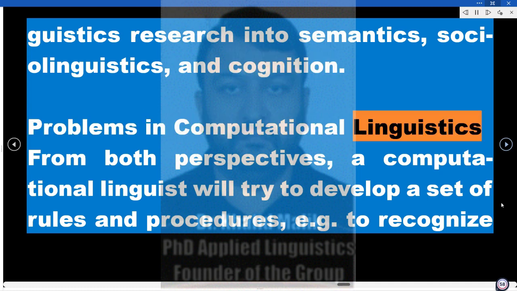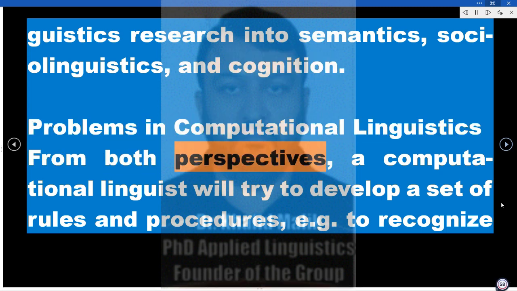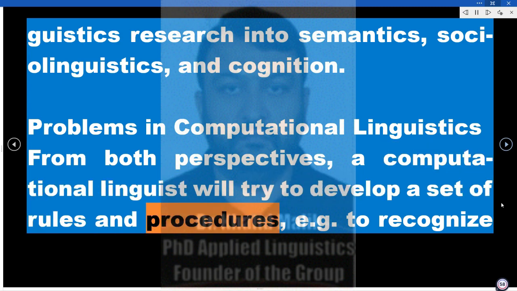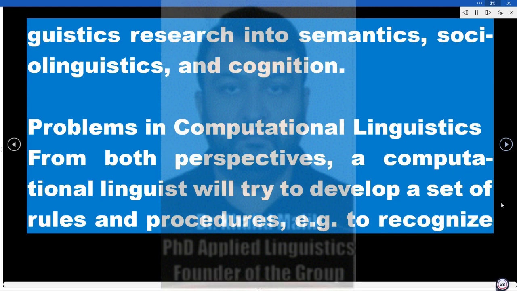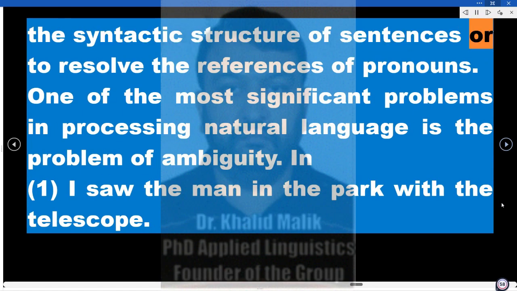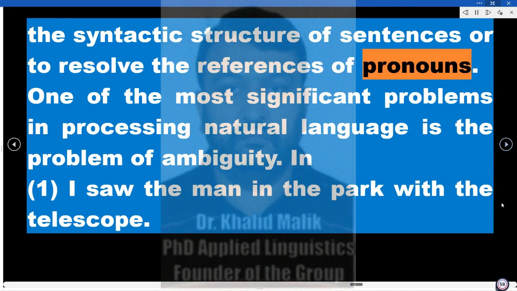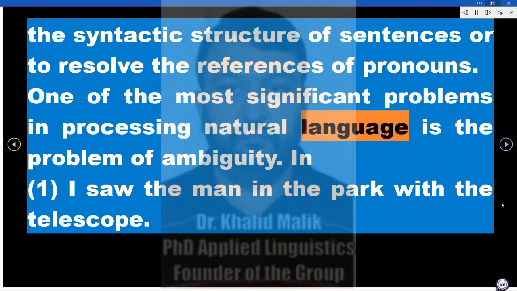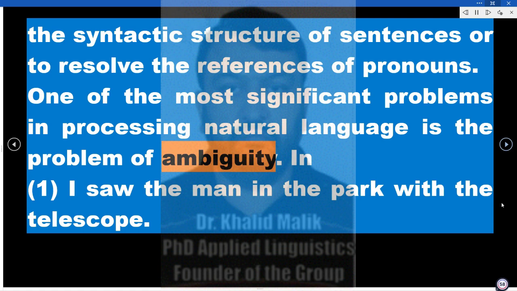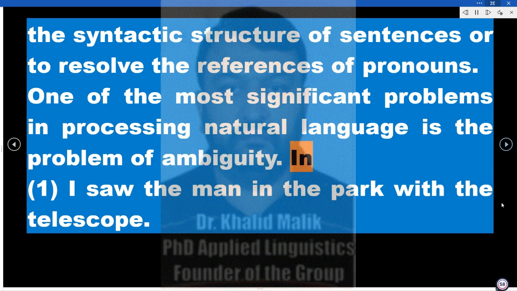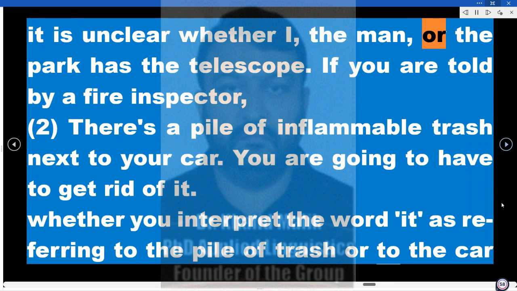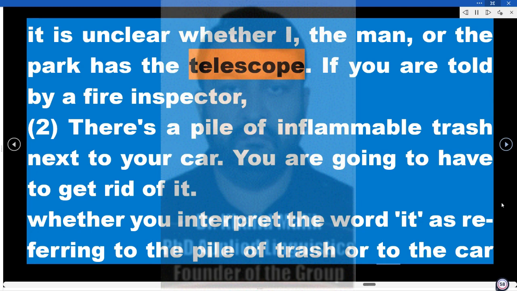Problems in computational linguistics. From both perspectives, a computational linguist will try to develop a set of rules and procedures, e.g. to recognize the syntactic structure of sentences or to resolve the references of pronouns. One of the most significant problems in processing natural language is the problem of ambiguity. In 1. "I saw the man in the park with the telescope," it is unclear whether the man or the park has the telescope.